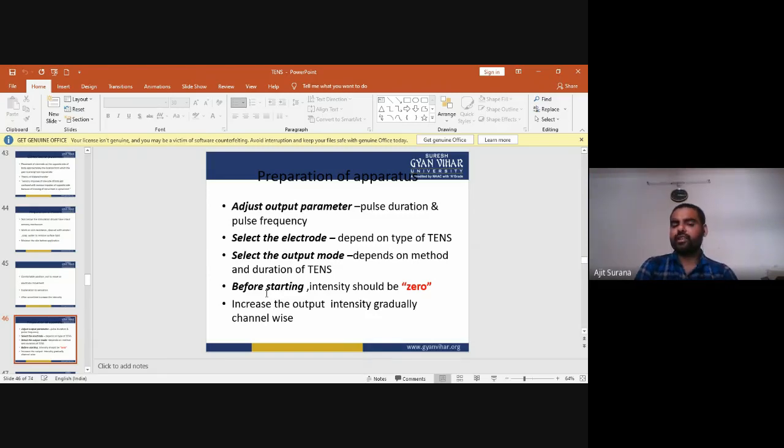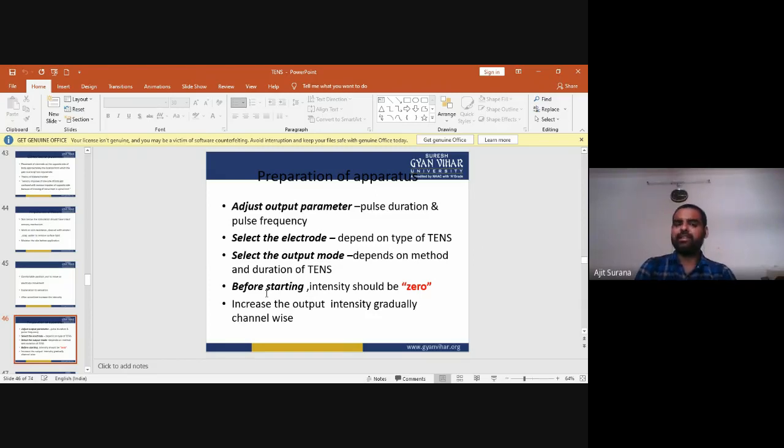Before starting, the intensity should be zero. Before we start the apparatus or modality, we check that the intensity is zero. Then we increase the output intensity gradually, channel wise. This is all about the preparation of the apparatus.